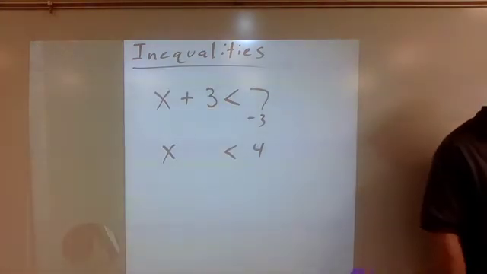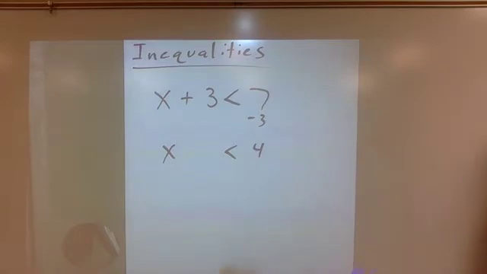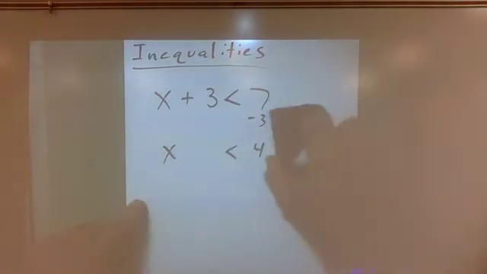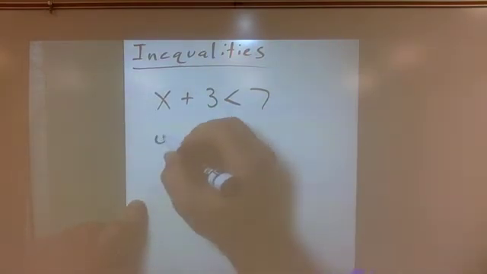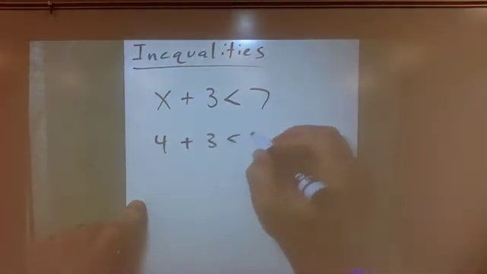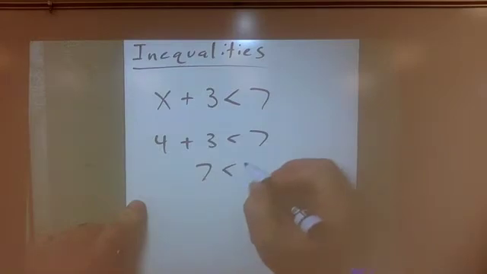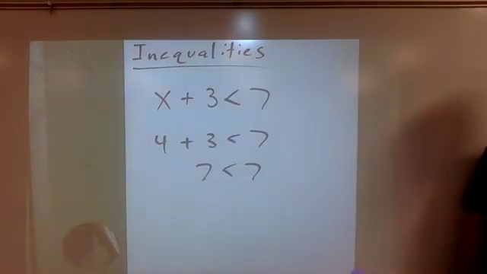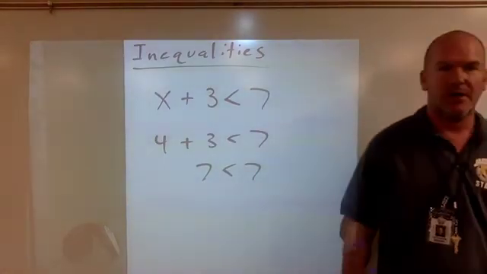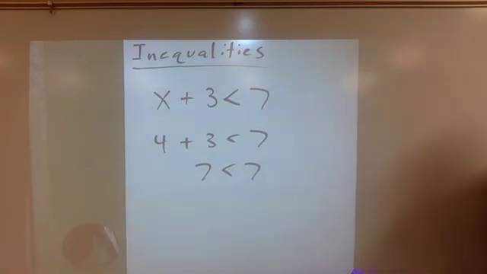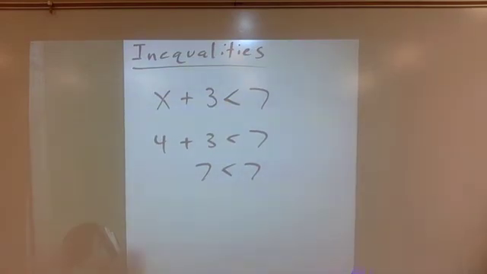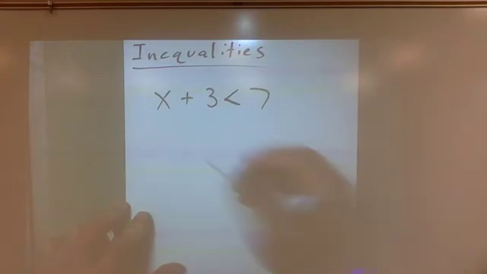So what does that mean? That means we can't use 4 in this equation. We can't use 4 as x. If we substitute in a 4 for x, we get 4 plus 3 is less than 7, and we get 7 is less than 7, and that's not true. 7 is not less than 7. 7 is equal to 7. So it doesn't work.